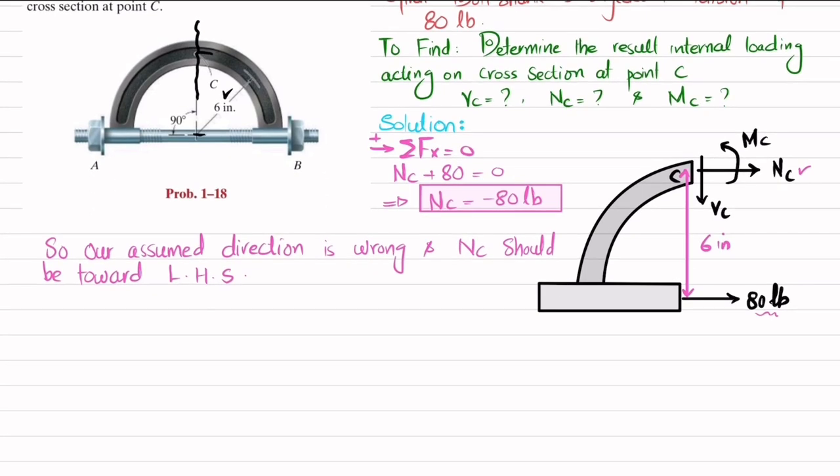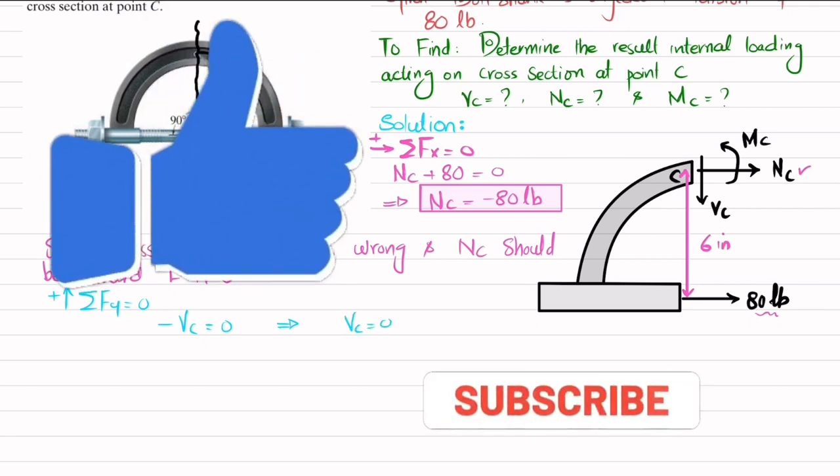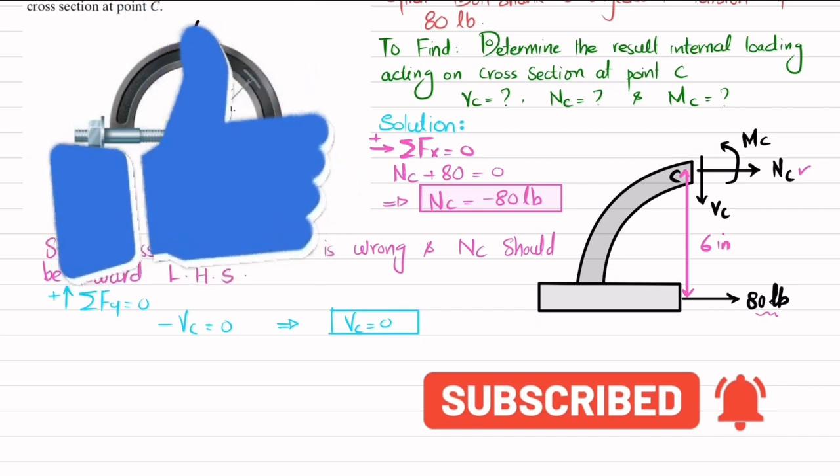Now we'll find VC by using another equation of equilibrium, and that is the sum of all forces along y direction must be equal to 0, and upward force is taken as positive. So here you can see the only vertical force is VC, which is acting downward, and there is no other vertical force. So I will write minus VC is equal to 0. It means that there is no vertical shear force acting at this point.